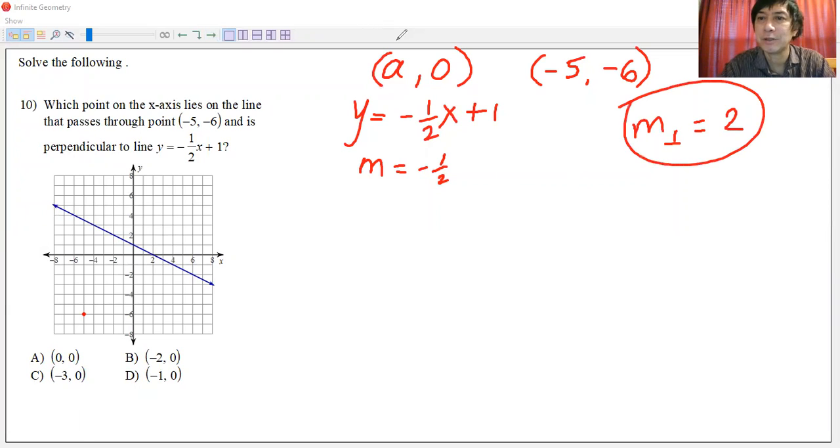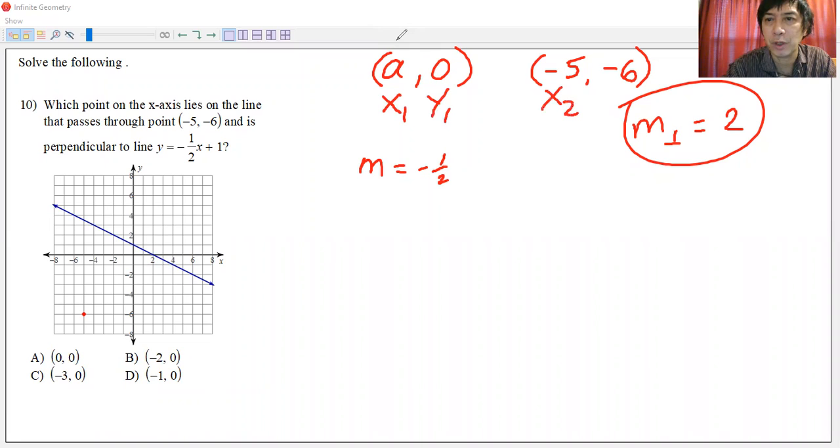So we're going to use this and the 2 points. We shall just label the 2 points. All right, so let me clear the equation here. So we can label our points. Let's use this x1, y1, let this be x2 and y2. There. Together with this slope, we can now solve for the a, and we will be able to discover the required point.